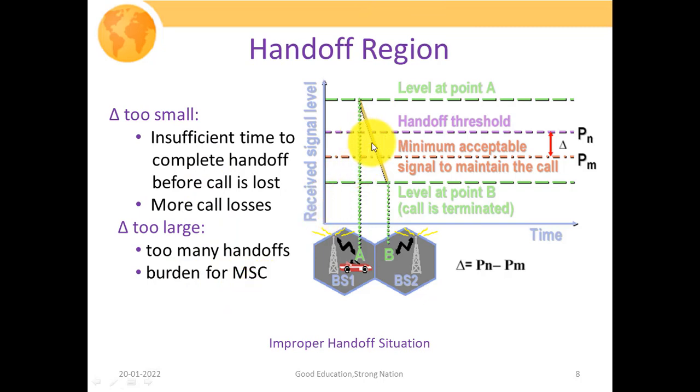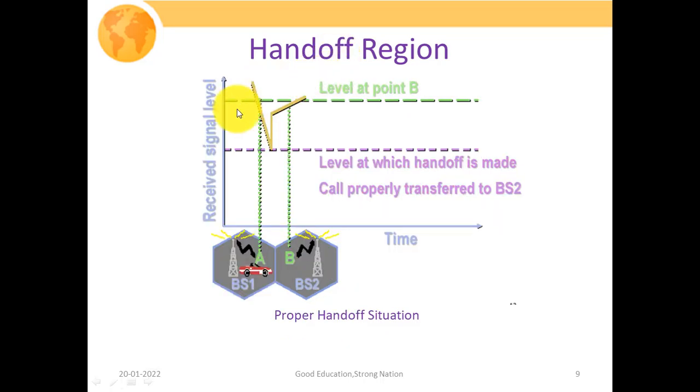This figure shows an improper handoff situation, since up to the minimum acceptable signal level, the call was not transferred to the second base station, and after this point the call of this user gets disconnected. Now this figure shows the proper handoff situation.